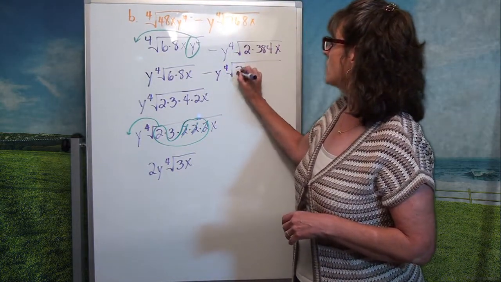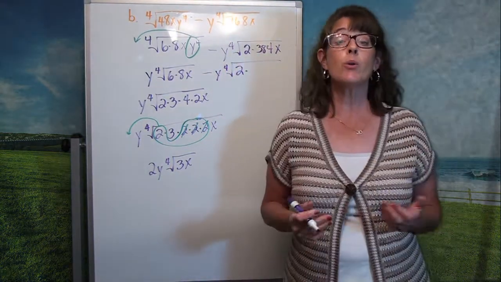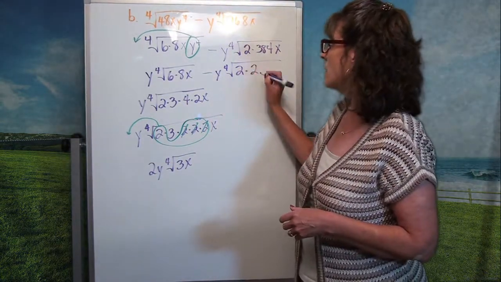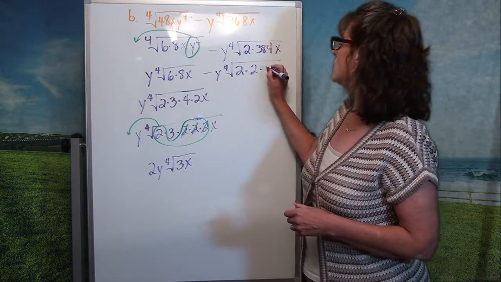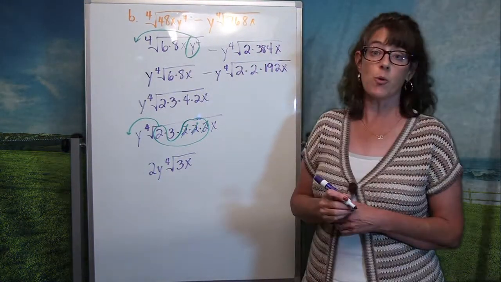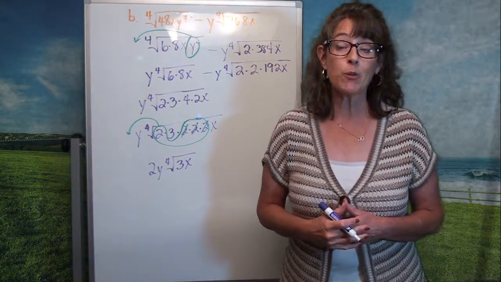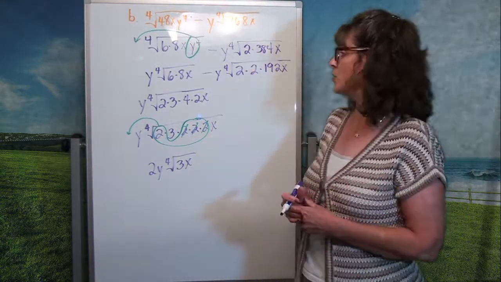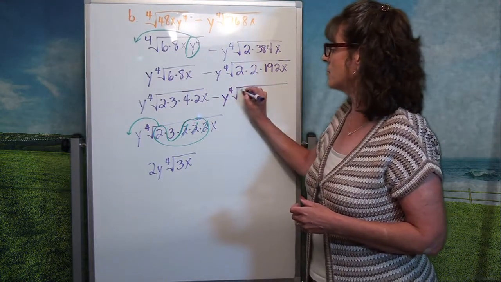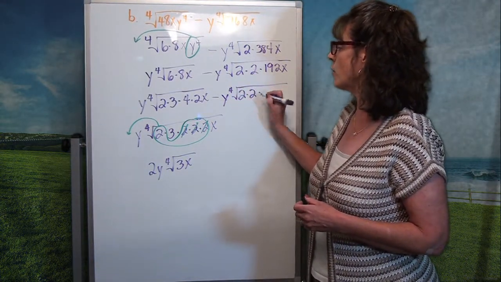I cannot think of a number I can multiply by itself 4 times to be a 384, so let's break that one down as well. And again, if you can't think of what will go into 384, the fact that it is even means it's certainly divisible by 2. So 2 times 192 will give me a 384. Can't think of a number I can multiply by itself 4 times to create a 192, so I'm just going to keep breaking it down, breaking it down, breaking it down until I see a set of 4.